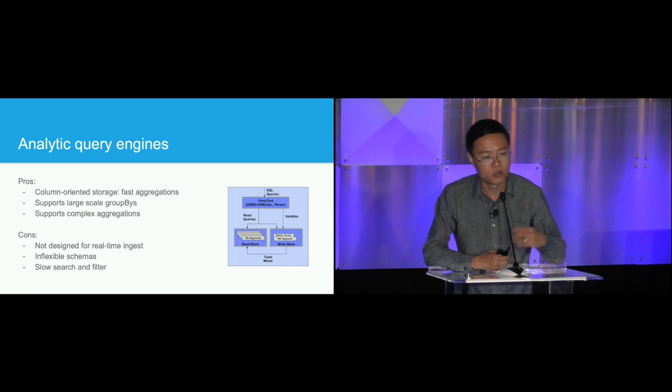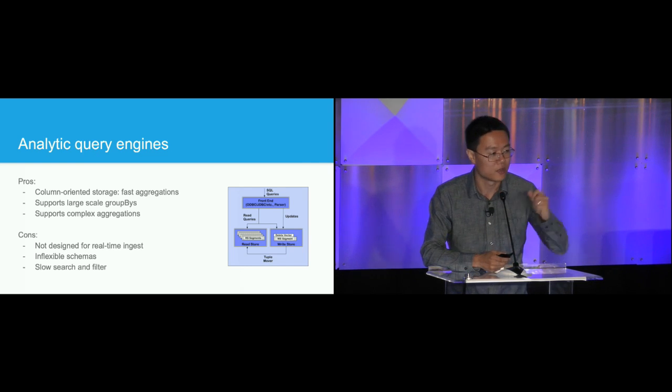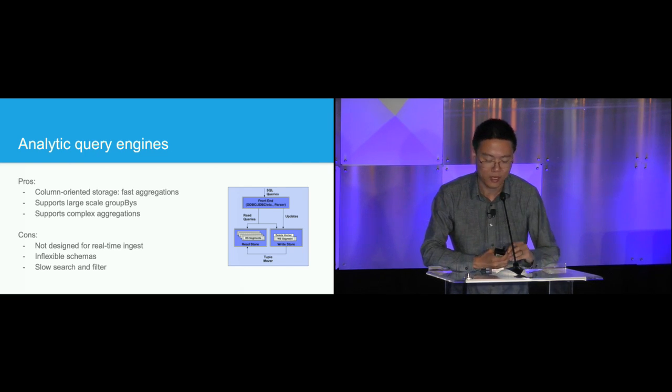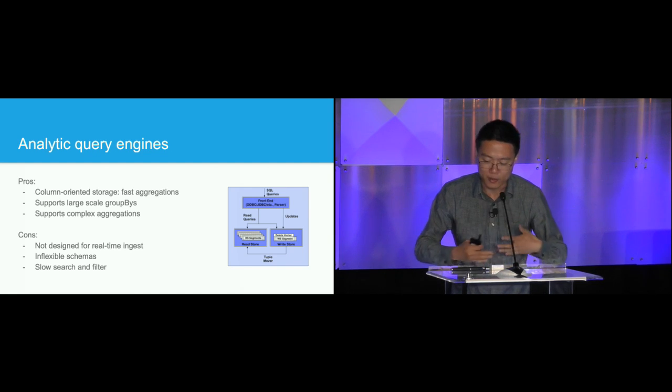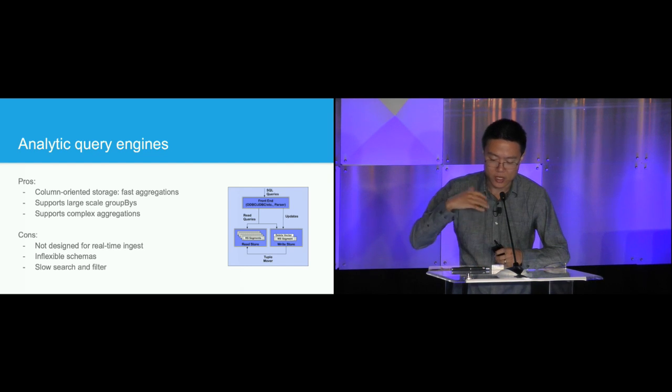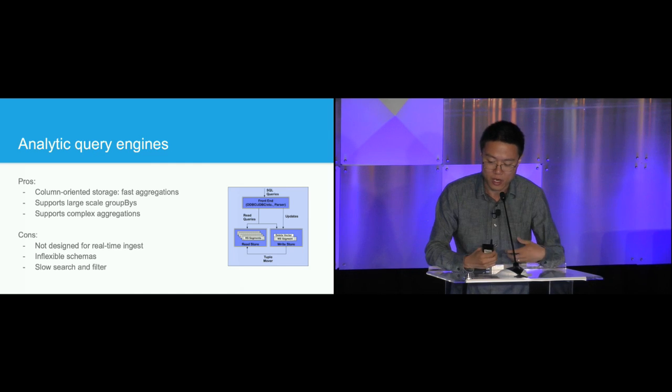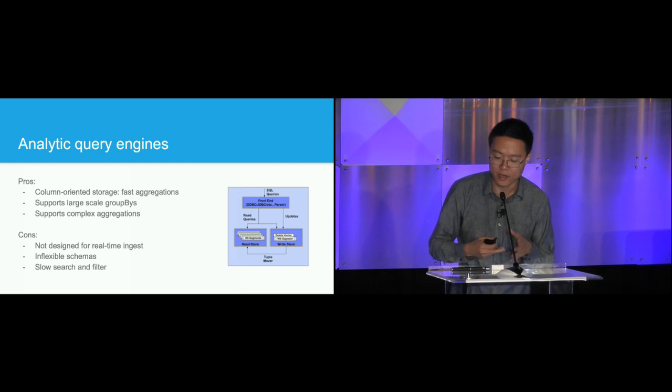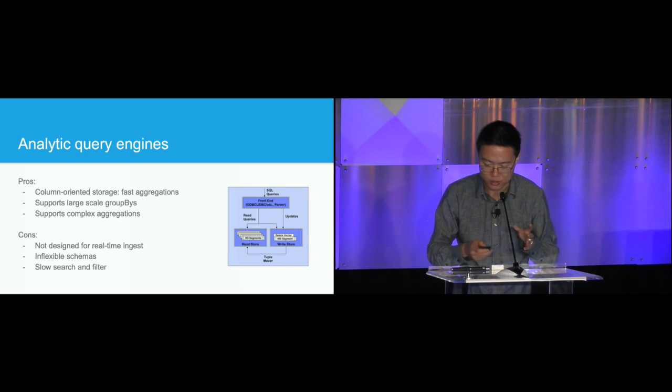So they're not really designed for real-time ingest, so they're not really good for streaming and flow traffic. They really require a DBA to start designing schemas. So if your flow traffic has nested JSON or has an evolving schema, these types of systems are not really built to deal with changing schemas. And the final thing is most analytic query engines, things like Presto and Vertica, are very slow for search and filter. This means that if you want to start doing investigation by ad hoc analysis of your data, this is not a super great fit.